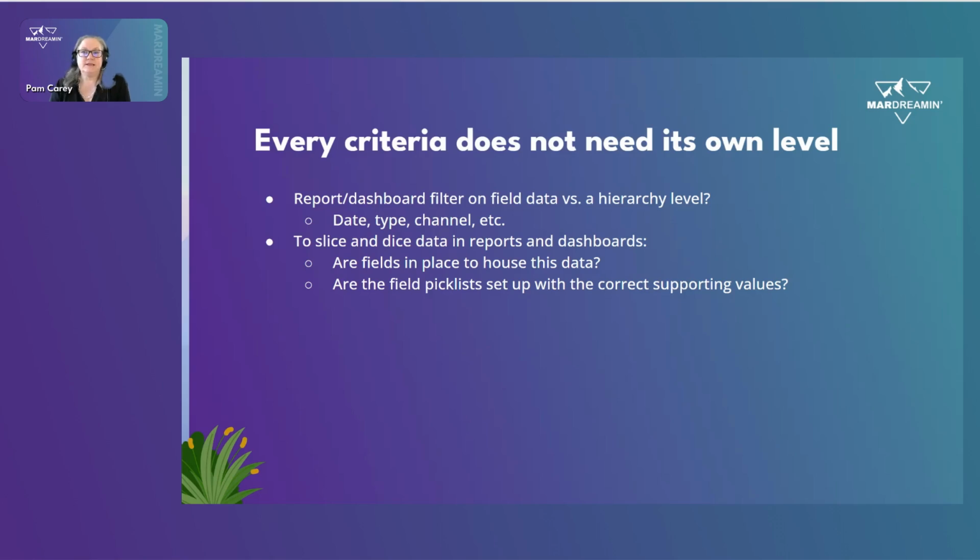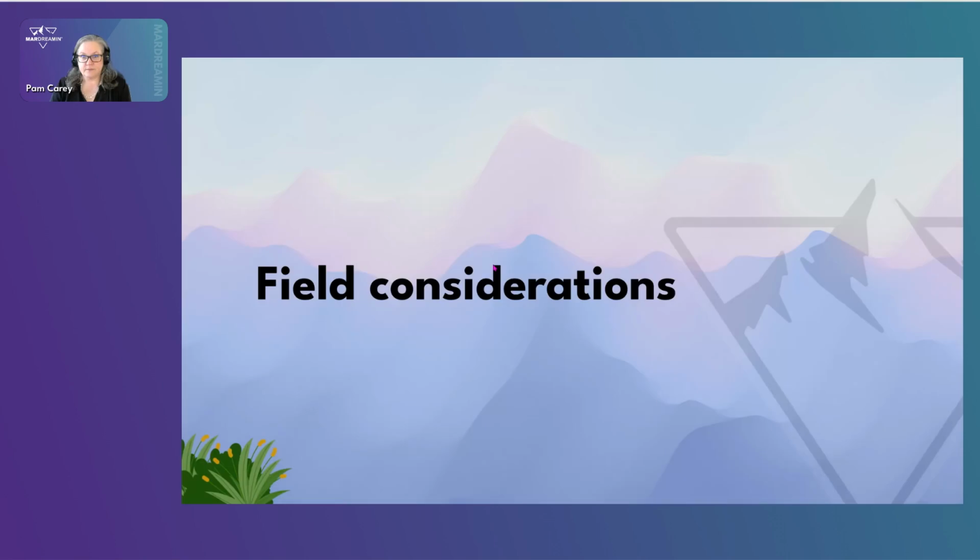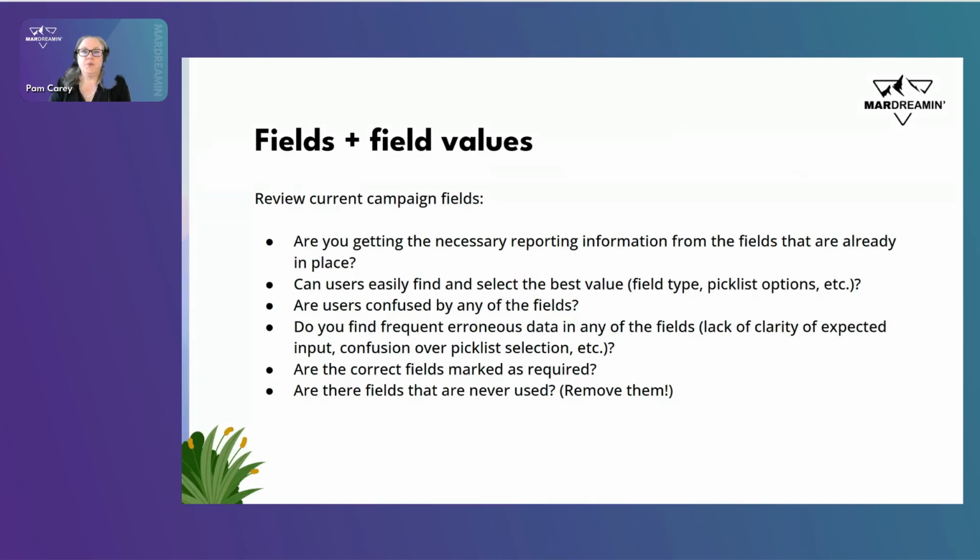Consider what's needed to slice and dice data in reports and dashboards. Are fields in place to collect this data? Are pick lists set up with the correct supporting values? Let's talk about fields. Review and evaluate your current fields for effectiveness, usage, level of complexity, and areas of confusion and errors. Do the current fields provide the right data for your reports?